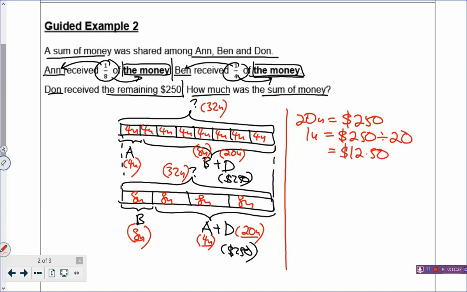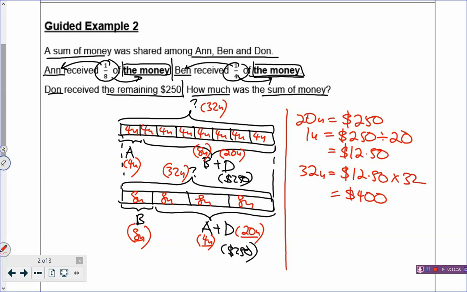So how much was the sum of money? So the sum of money is 32 units. So you have $12.50 and then times 32. Alright, and you have 12.5 times 32, and you get $400. So the sum of money was $400.